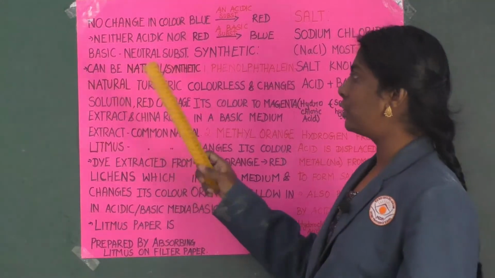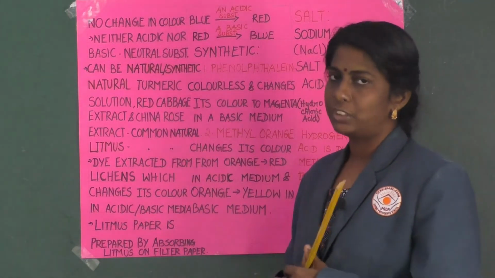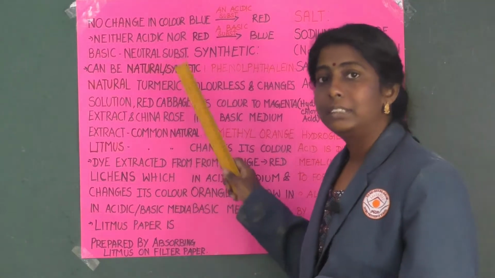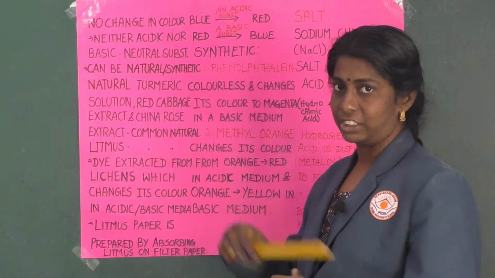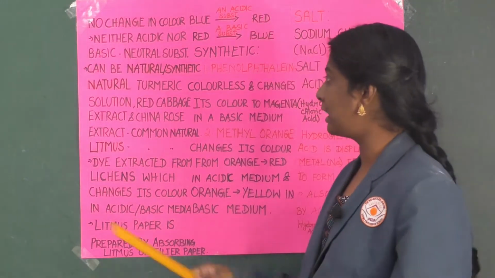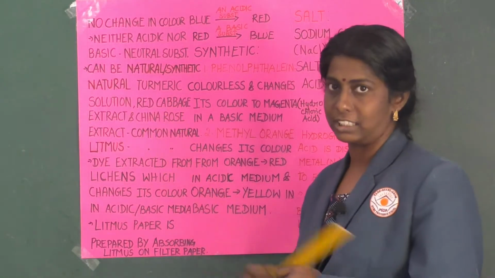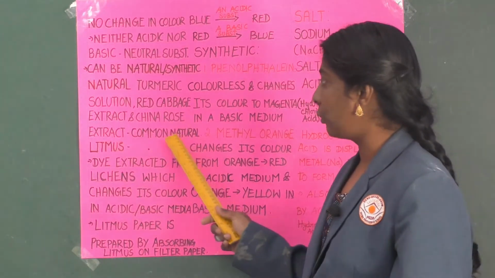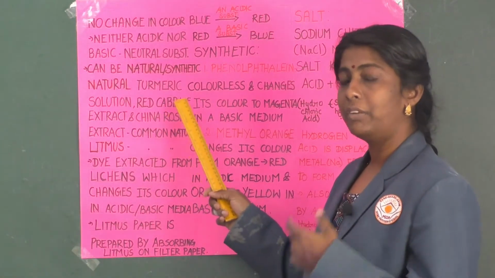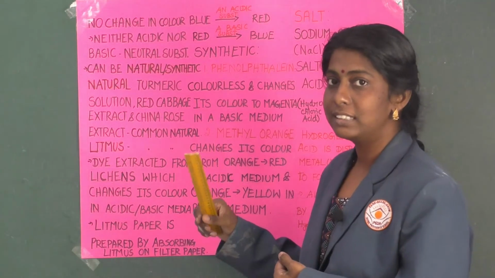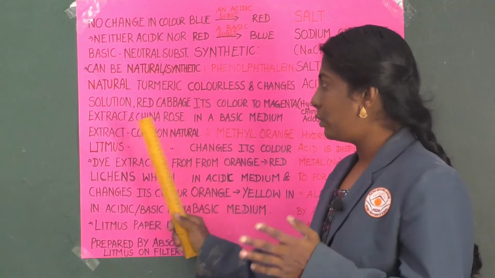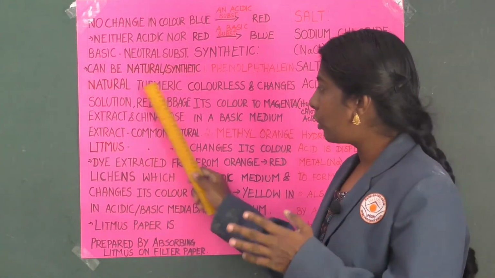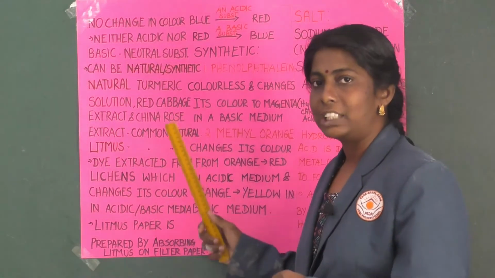So what is a natural indicator? There are so many natural indicators. For example, turmeric solution, red cabbage extract, and China rose extract. What is this China rose? Commonly we see this flower. What is this? Hibiscus. Okay, so China rose extract, and these are all considered common natural extracts.